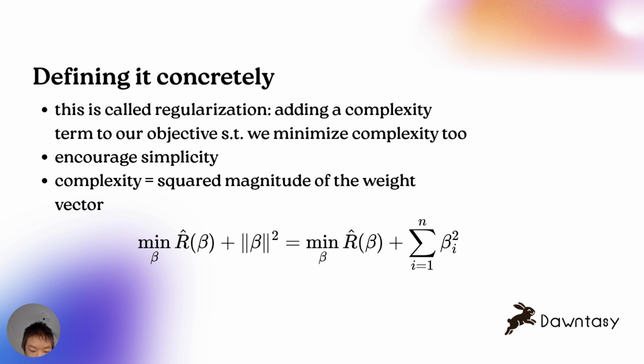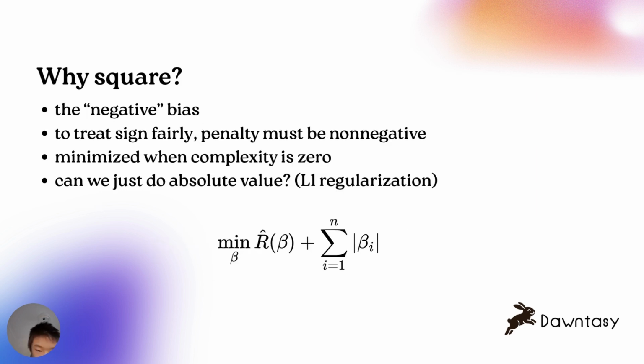That's one possible way to make it non-negative. The other way is L1 regularization, where we use the absolute value. It also works, but later we'll see which one to use and when.